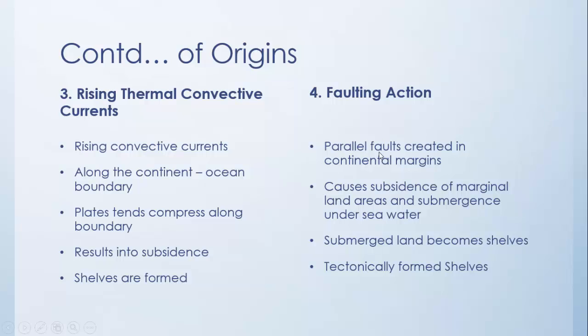Faulting actions. Parallel faults are created in the continental margins due to the faulting actions, which cause the subsidence of the marginal land areas and subsequently the submergence under the sea water. Submerged land becomes shelves. These are said to be the tectonically formed continental shelves.